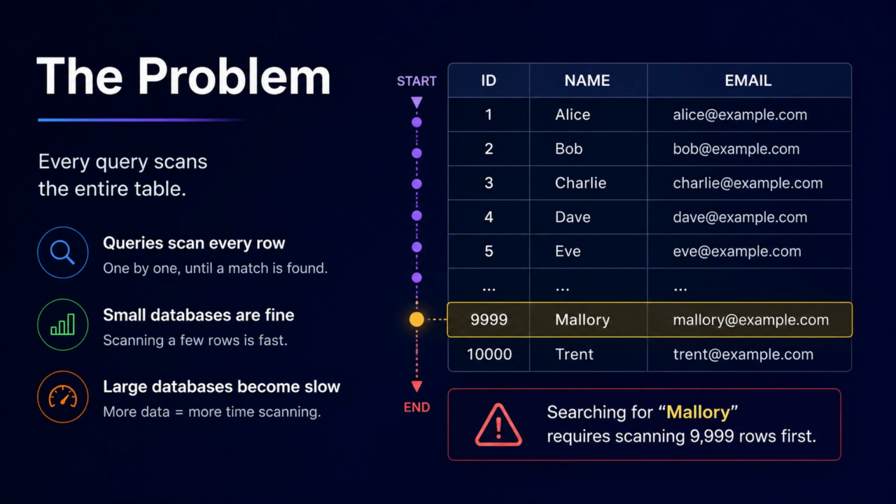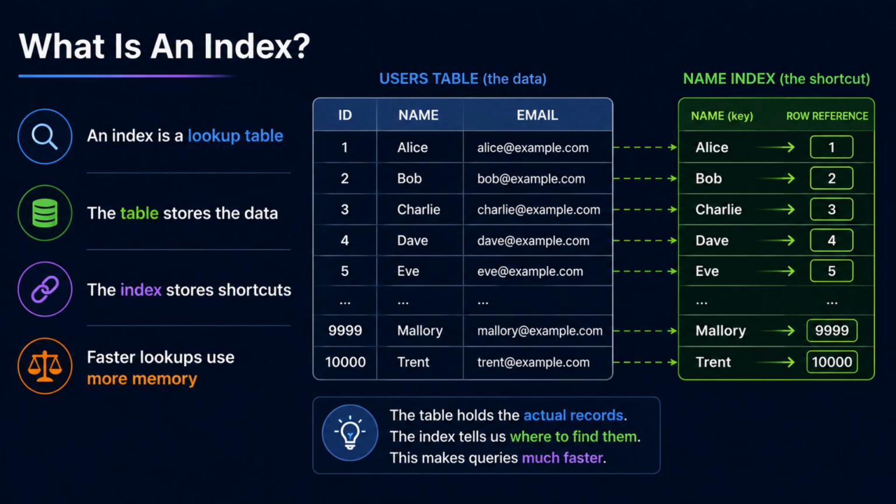So the question becomes, can we create a shortcut? Can we build a way for the database to jump directly to the information it needs instead of searching row by row? That's exactly the problem database indexes were designed to solve. And we're going to build one ourselves.